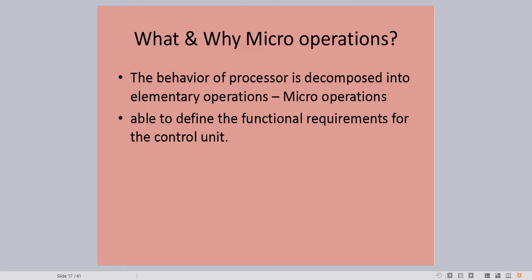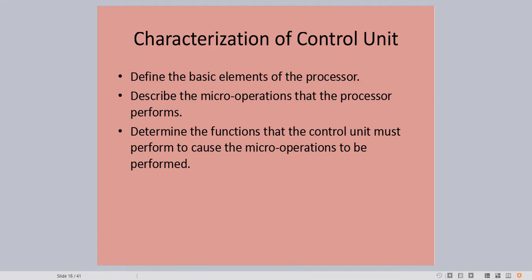What and why micro operations? The behavior of a processor is decomposed into elementary operations called micro operations, able to define the functional requirements for the control unit. Characterization of the control unit: define the basic elements of the processor, describe the micro operations that the processor performs, and determine the functions that the control unit must perform to cause the micro operations to be performed.